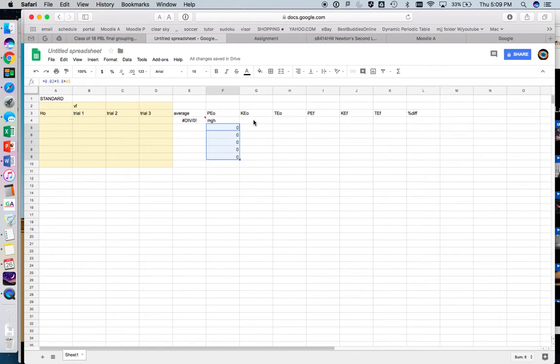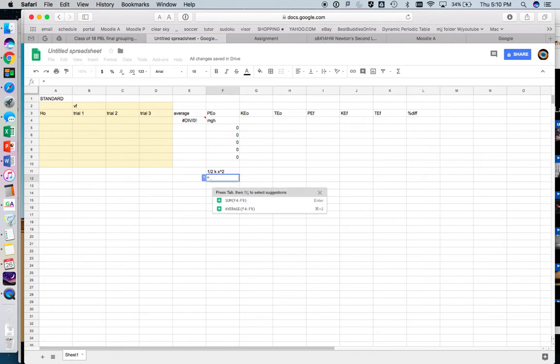For accelerated, the potential energy was half kx squared. So you would put equals a half times k, which I told you was 5.6, times x, which is your first thing, times x again, because it's x squared. And again, go into the lower right-hand corner, drag it down.